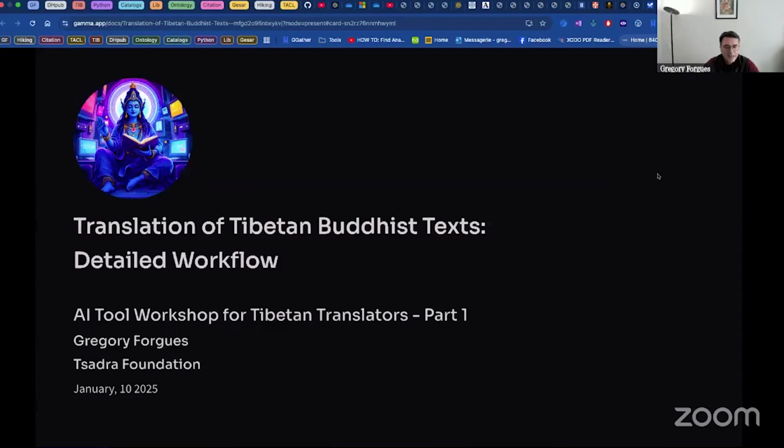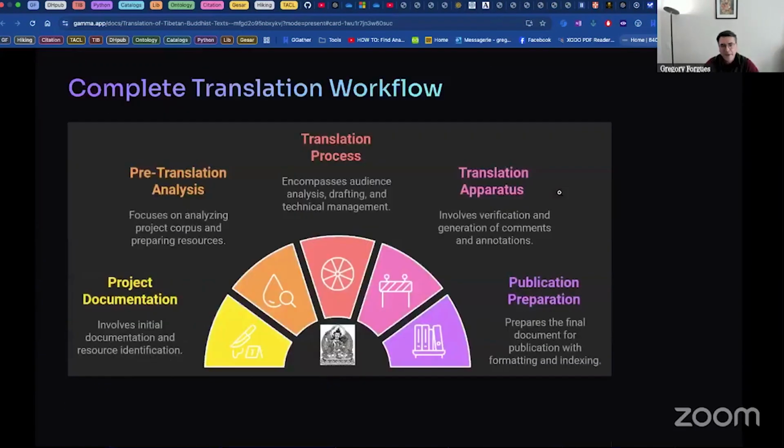So for the second session, we're still in the translation workflow. We're still very much at the beginning. We're at the stage of project documentation and pre-translation analysis. This is what we're going to try to do today, these two things here.